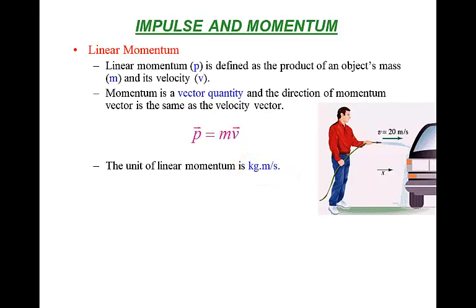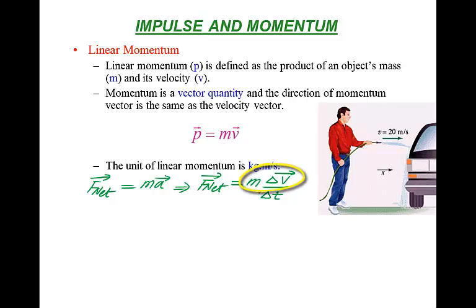Recently, we have introduced Newton's second law in the following form. The net force equals mass times acceleration. As you know, the acceleration is the change in velocity over time. Therefore, this expression can be written down as F net, the net force, equals mass times change in velocity over change in time.